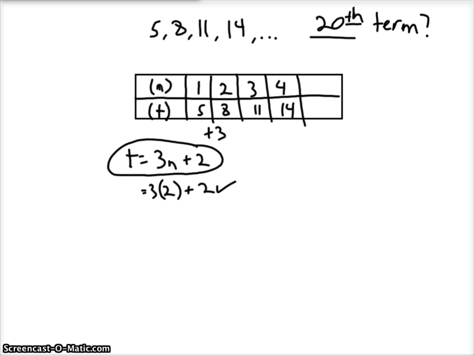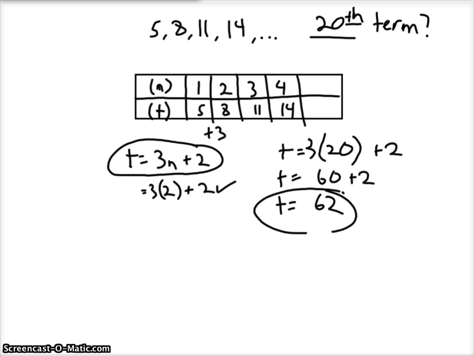So we're trying to find the 20th term. We use the same equation that we just created. T equals 3, and in n we put in 20, plus 2. So 3 times 20 is 60 plus 2. T equals 62. Again, what that means is that up here, dot, dot, dot, we're now at number 20 in our sequence, and at the bottom would be 62.